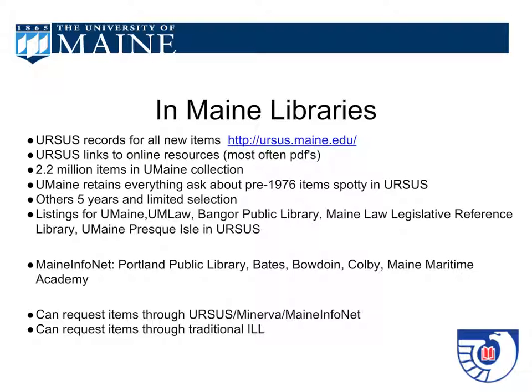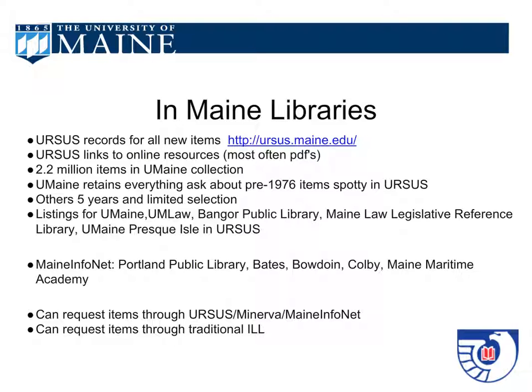All of the libraries in Maine that participate in the FDLP program do have records in URSUS or Maine Infonet, and these are requestable through the URSUS and Maine Infonet program, just as you can request a book or a CD from the other campuses. You can request the government publications material the way you would this material. You can also request it through traditional interlibrary loan means. So that is always an advantage to you as well.